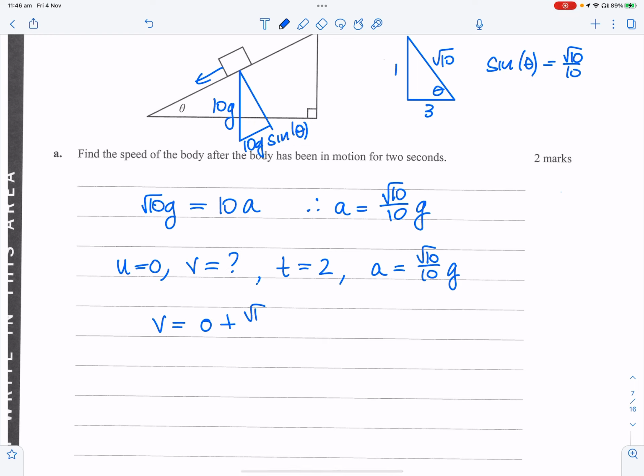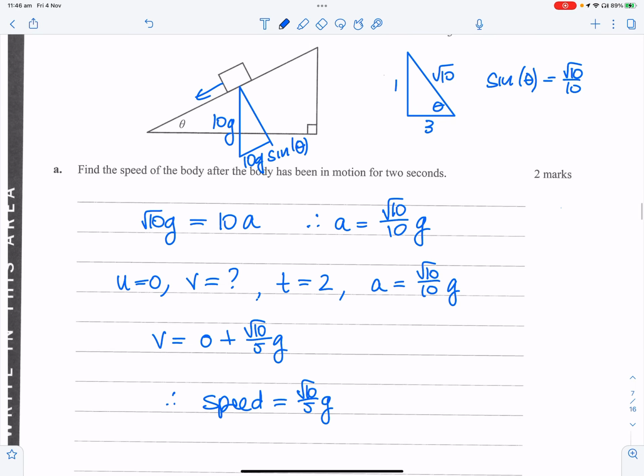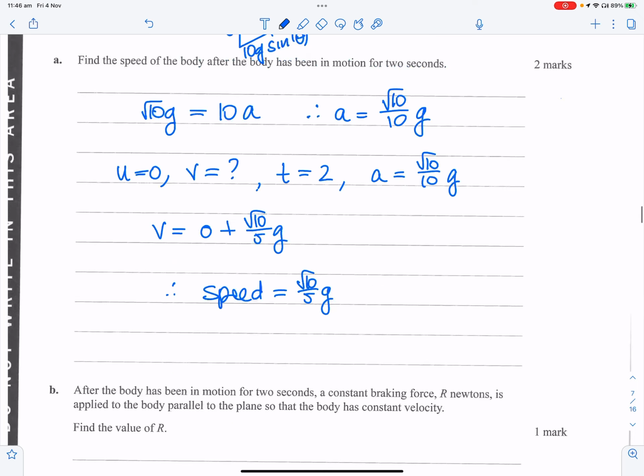So root 10 on 2 times root 10 on 10g is going to give us root 10 on 5g. So the speed is root 10 on 5g. Does that make sense? Because we wanted to find the speed.